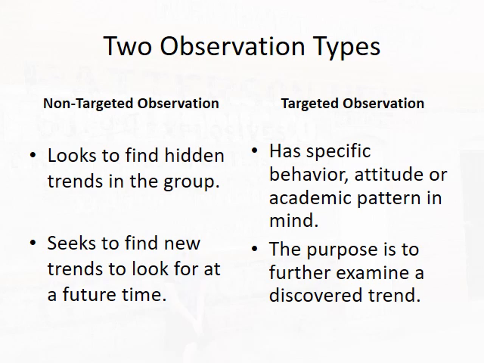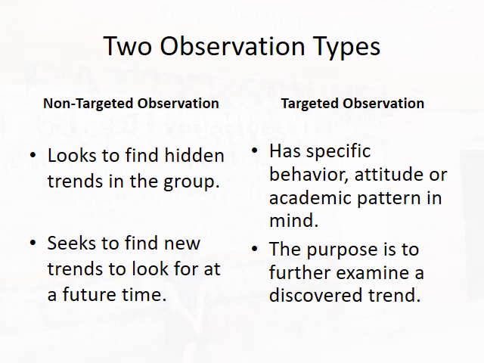So if I put myself in the scenario of you, the researcher, I would walk into a classroom, or if virtual learning is still taking place, you would walk into your virtual classroom, and you would begin to take notes on different things that you find interesting. What you're looking for is something the students are doing that strikes a chord with you, and that you see happening maybe multiple times. Once you have that in your back pocket, at a future time, you would come back with a targeted observation. Now you're looking for a specific behavior, a specific attitude, or academic pattern, and you're going to look more carefully at that particular pattern in order to examine and explore that trend just a little further.